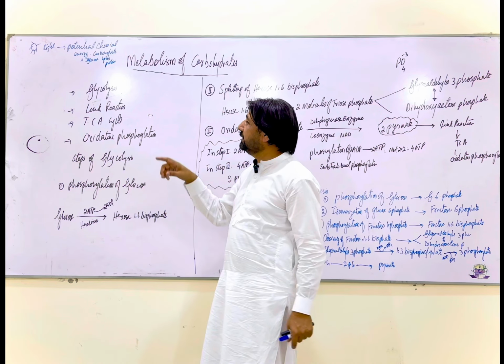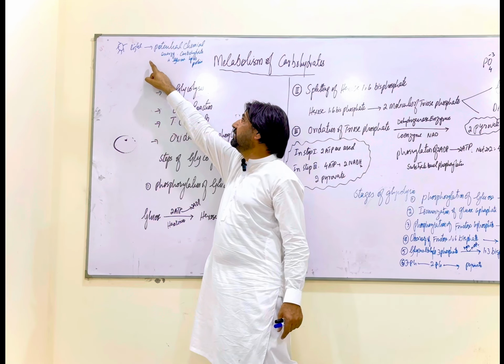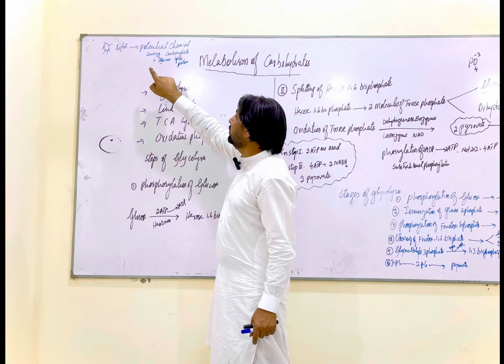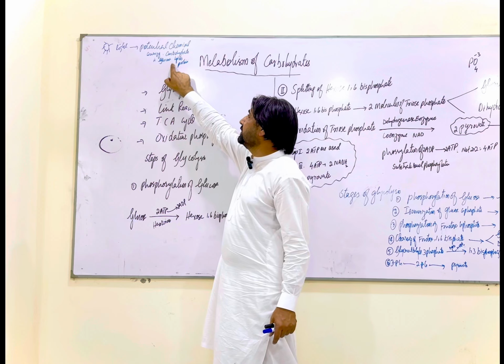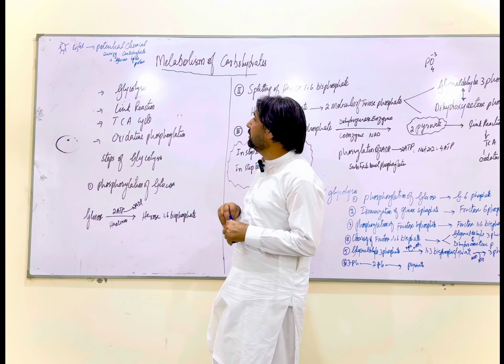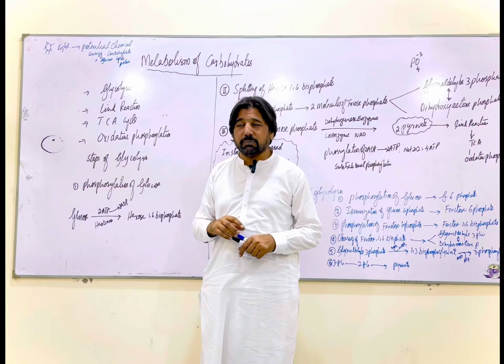So we say the ultimate source of energy is light. During photosynthesis, light energy is stored in the form of potential chemical energy in carbohydrates, especially in the form of glucose, lipids, and protein molecules. We say these three major organic compounds, carbohydrate, lipids, and protein, contain the potential chemical energy.